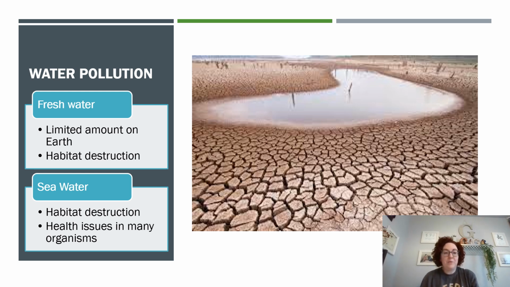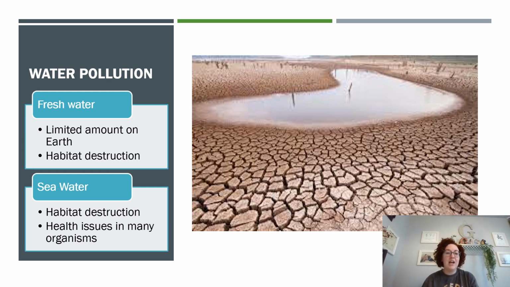Water pollution. We have a very limited amount of fresh water on our planet. If you think about it, fresh water is really only found underground and in our lakes and rivers. So polluting what little fresh water we do have limits the amount of water that we can intake. And again, water is important for human homeostasis. Plus, on top of that, you're destroying habitats. The little fishies have nowhere to live.